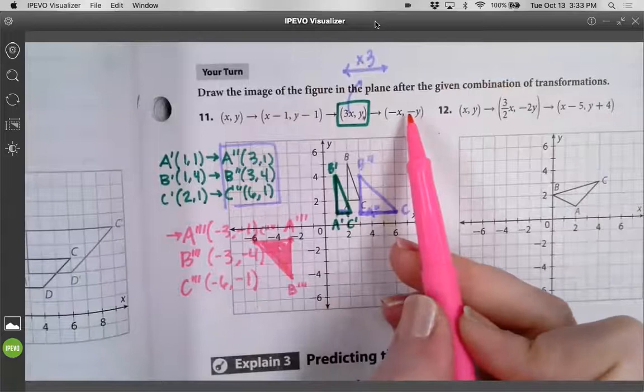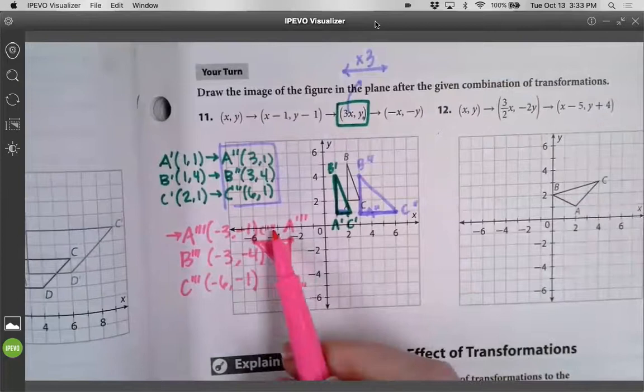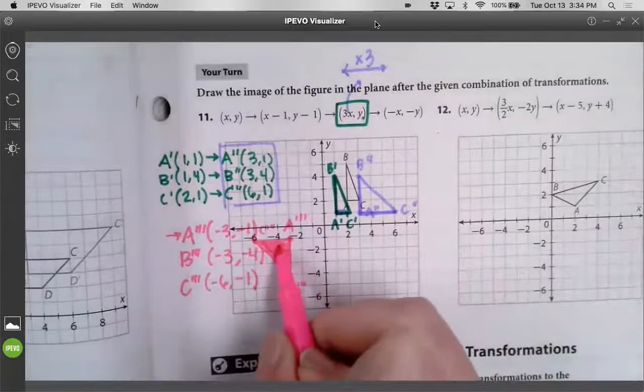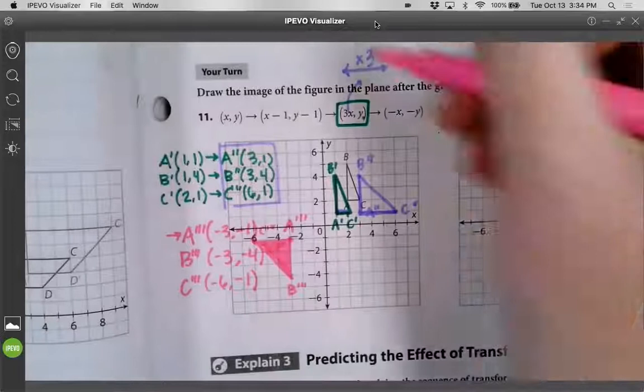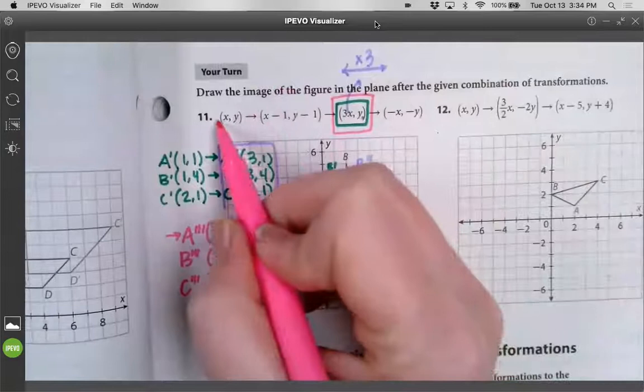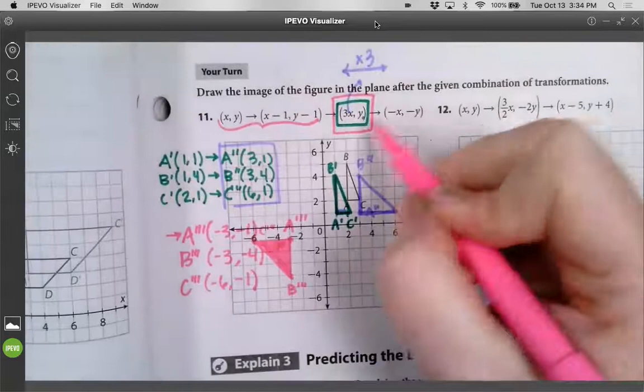So we should see 3 apostrophes. We do A triple prime, B triple prime, C triple prime. And we should have a couple of pairs of congruent figures in this setup, but not all of the figures will be congruent to the original. Wherever we did this transformation, these two figures would be isometric, also called congruent. And then later, these two figures would be congruent or isometric.